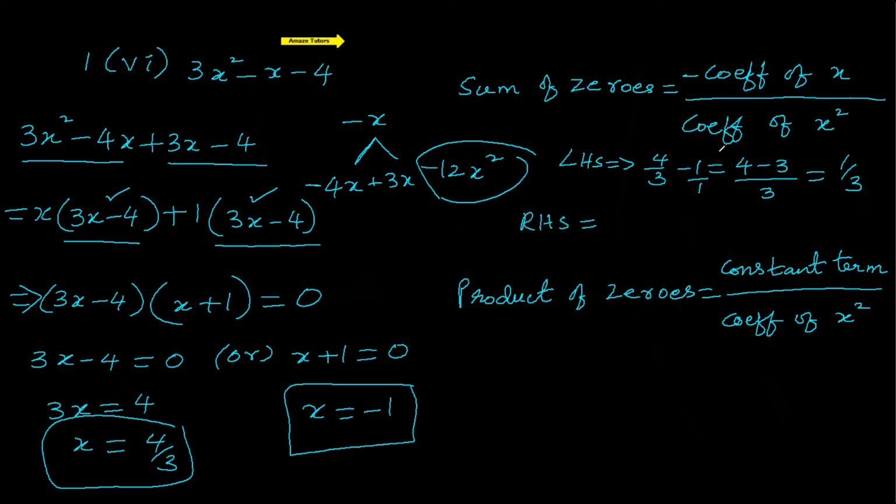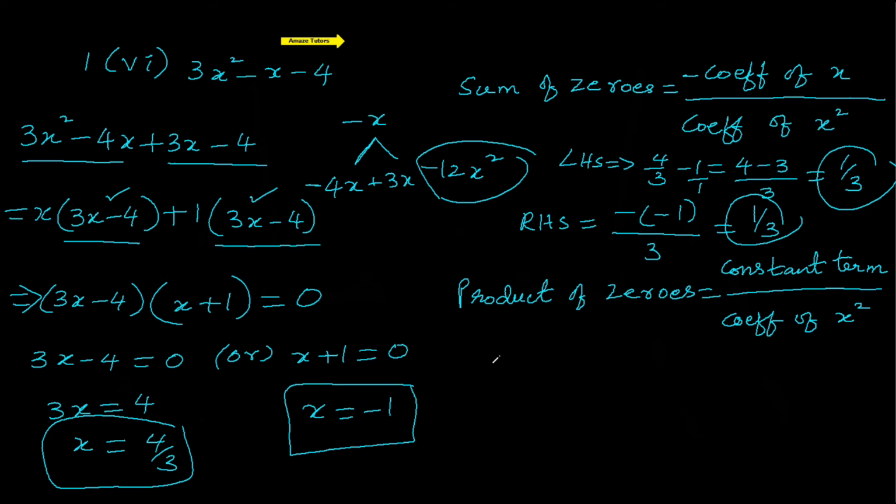RHS, minus coefficient of x. Already minus there, minus of minus 1 divided by coefficient of x squared, which is 3 in this case. Now negative negative positive 1 by 3. So LHS is equal to RHS. We verified the first part.